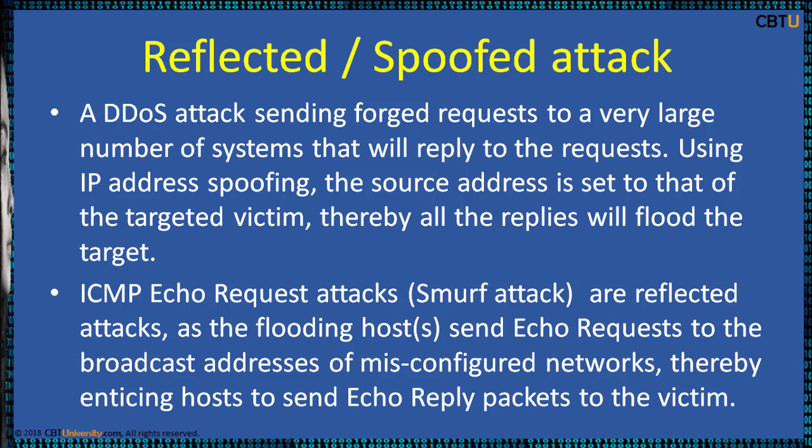A DDoS attack sends forged requests to a very large number of systems that will reply to the request. Using IP address spoofing, the source address is set to that of the targeted victim. Thereby, all the replies will flood the target. ICMP echo requests are reflected attacks, as flooding hosts send echo requests to the broadcast address of misconfigured networks, thereby enticing hosts to send echo reply packets to the victim.